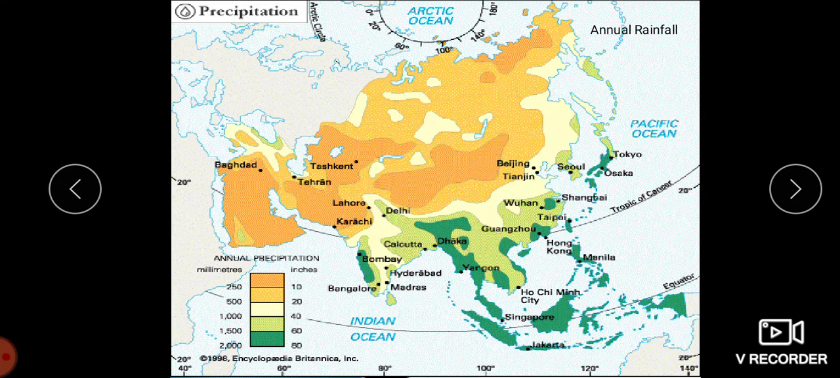And where we find this dark green color, in areas like Dhaka, Mumbai, Osaka, Seoul, Wuhan, and Hong Kong, all these areas, children, receive an annual rainfall of 2000 millimeters.